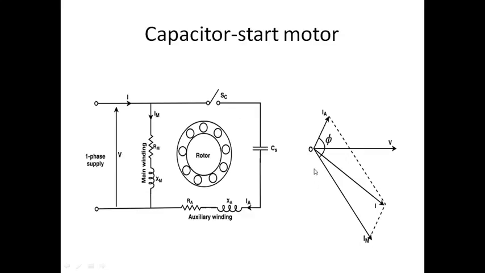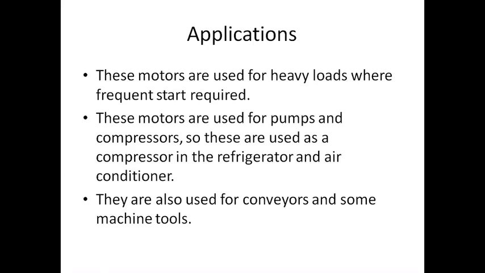In the auxiliary winding, IA is leading by phi. Again, the resultant is your I, and the torque equation is IM into IA into sine phi. Why are we going for this? I want to have an increased torque, so I'm going for my capacitor start motor. What are the applications? These are used for heavy loads.